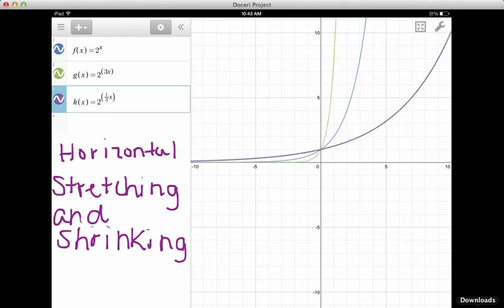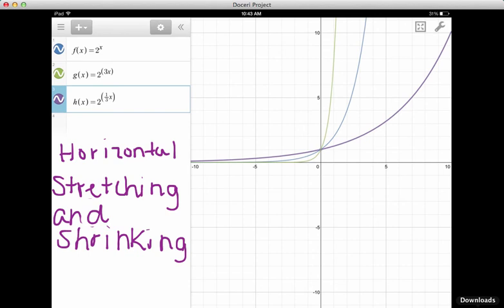Last but not least, we have stretching and shrinking horizontally. This is not much different to stretching and shrinking vertically. If you look at the 3 functions I used to the left of the screen, you will see that now we are placing a coefficient in front of the exponent x.